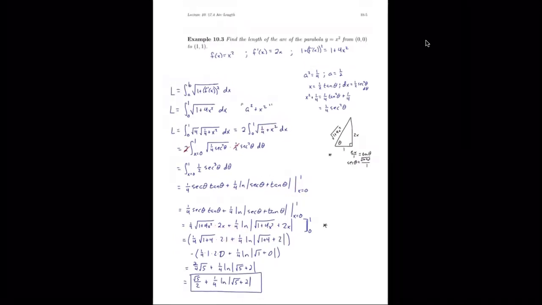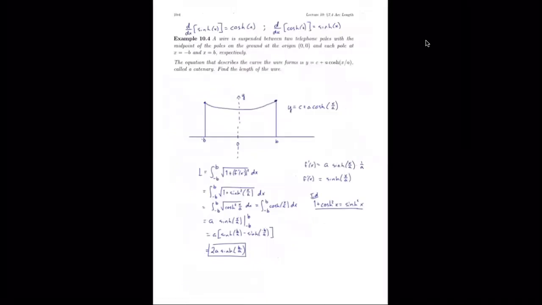So a final example is an application. And we have a wire that's suspended between two telephone poles with the midpoint of the poles on the ground at the origin. So the midpoint between these two poles represents the origin on the ground, at least, right here at the level ground. Each pole is at x equals negative b and x equals b. So for each of these two poles.